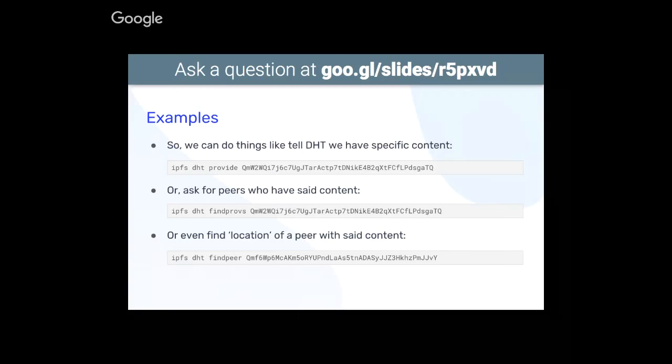And then to find the location of a peer based on their network address, we can use IPFS DHT find peer to locate a particular peer. And this one right here happens to be my peer that we have on the network for some Textile-based work. You can query that peer and find out where it's actually located.